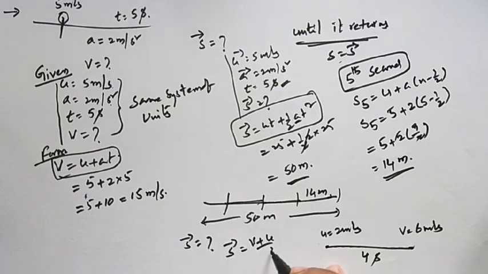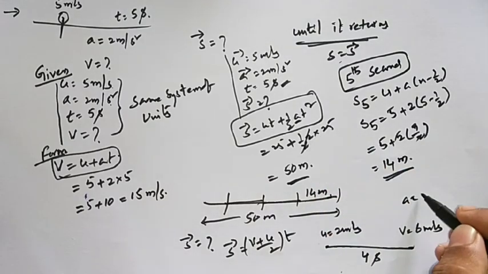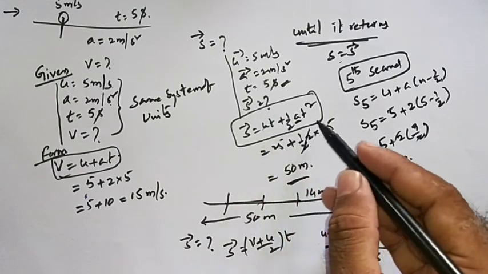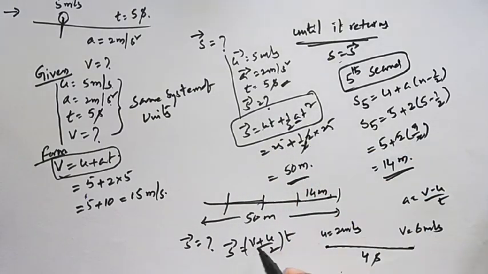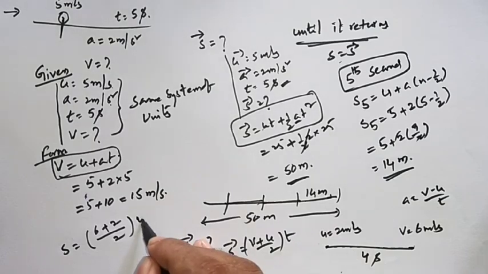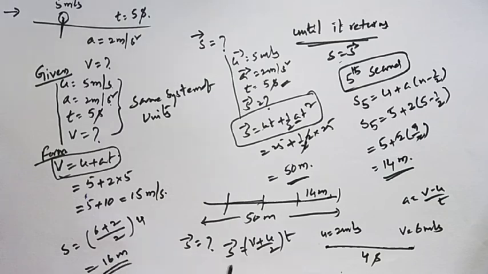(V plus U) by 2 into T. Otherwise, first you calculate a by using (V minus U) by T, then you can substitute in S is equal to ut plus half at square. Instead of that, you can use directly this formula, (V plus U) by 2 into T. So S is equal to (6 plus 2) by 2 into T, which is 4. That is 8 by 2, that is 4 into 4, 16 meters.